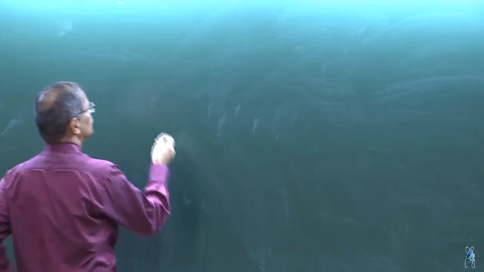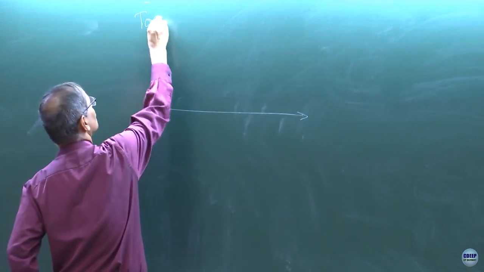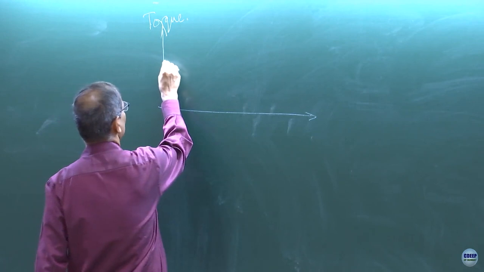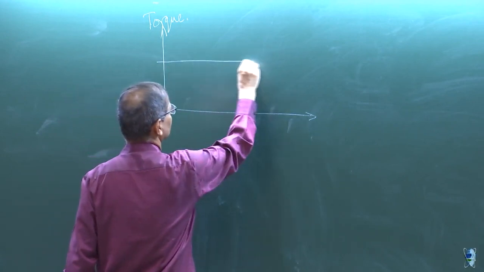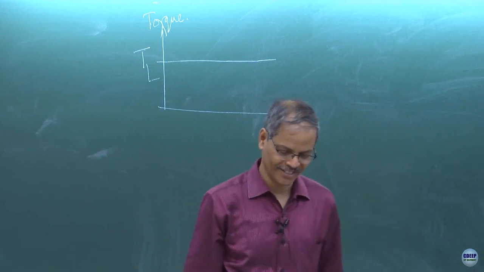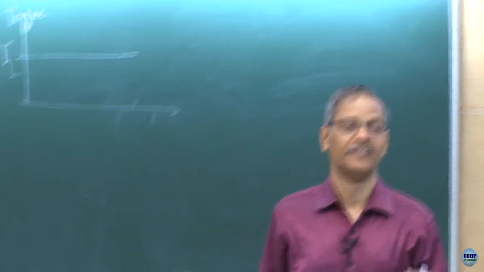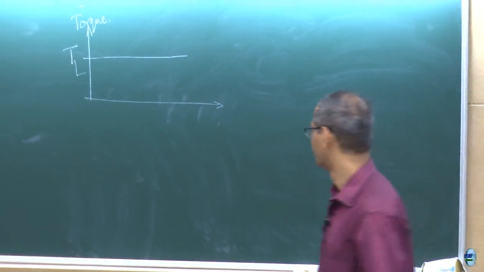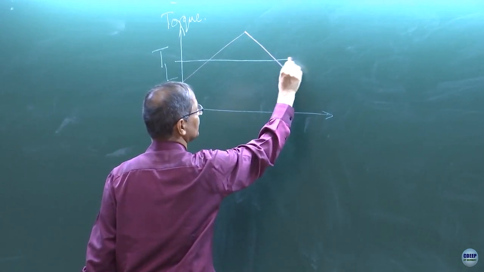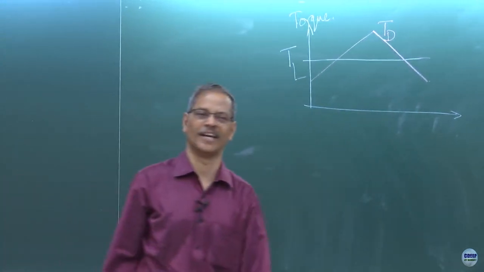So, imagine that the torque in a cycle is, say, the demand is constant. I would call that the loading torque. The load demands constant torque, but you are delivering a torque like this, suppose. In a cycle, you are delivering like this. So, this is your driving torque. Driving torque is like that. I am just exaggerating it.